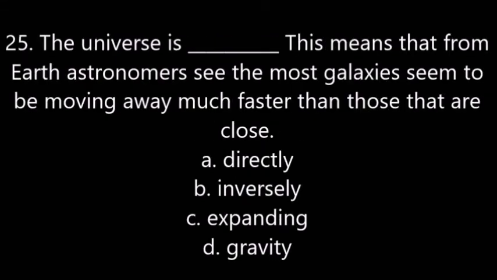Number 25. The universe is blank. This means that from Earth, astronomers see that the most distant galaxies seem to be moving away much faster than those that are close by. A. Directly. B. Inversely. C. Expanding. Or D. Gravity.